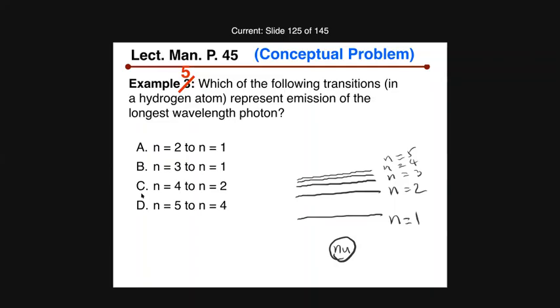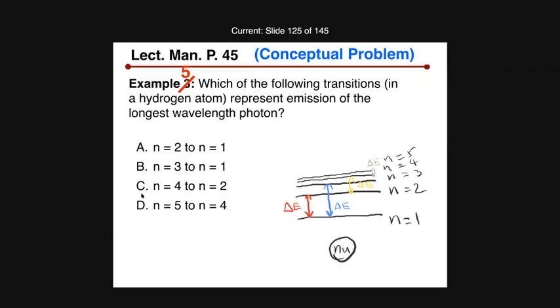Now if you think about this, the energy change from n2 to n1, this delta E here, compared to n3 to n1, which is choice B, is another energy gap. Another one is choice C, 4 to 2. And then E is 5 to 4, which is between this one right here. 5 to 4 is really small.